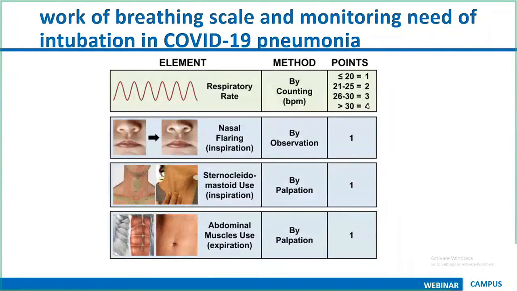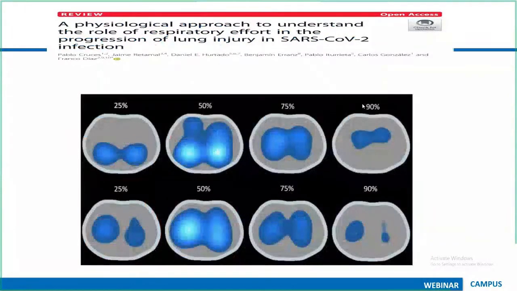Here at least 2 hours you have to wait and see what the difference is, like 2 hours, 4 hours, 6 hours, like that. You have to see the ROX index or work of breathing index. Okay. If it is tolerating, you can continue. Otherwise, you will have to think about intubating the patient.